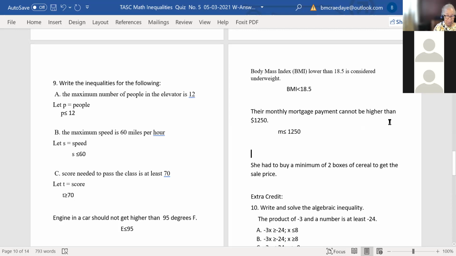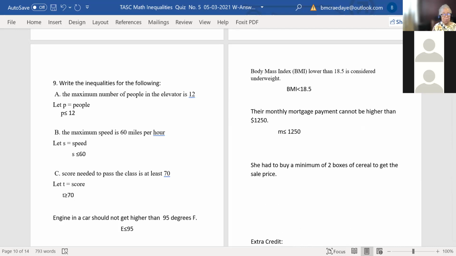All right, let's go to our last example. Vanessa, what would be the answer here? She had to buy a minimum of 2 boxes of cereal to get the sale price. You have to buy a minimum. So what would be the inequality? Minimum. It would be less than or equal to.